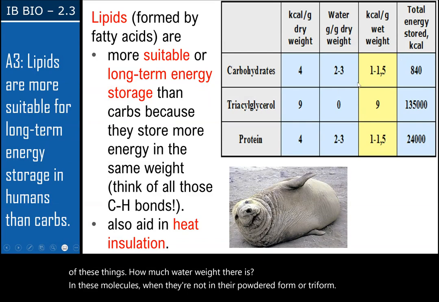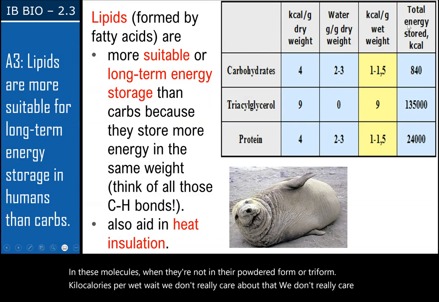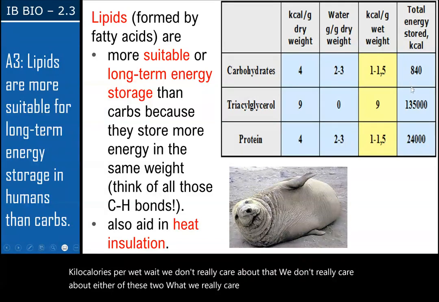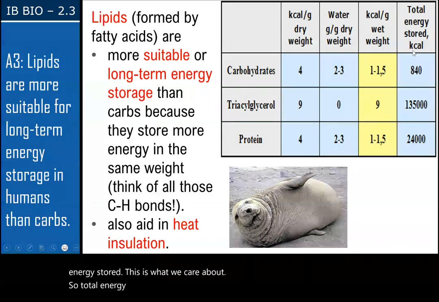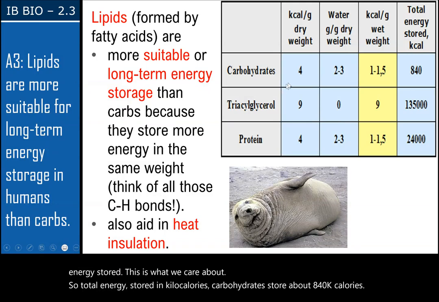Kilocalories per wet weight, we don't really care about that. We don't really care about either of these two. What we really care about is the total amount of energy stored. This is what we care about. So, total energy stored in kilocalories. Carbohydrates store about 840 kilocalories per 4 grams of dry weight.